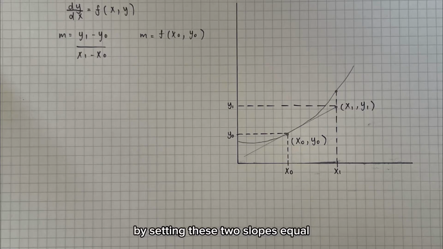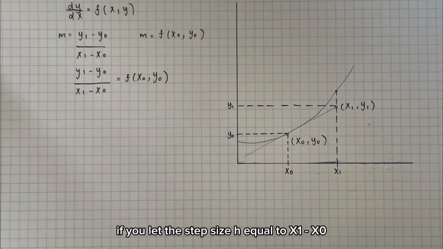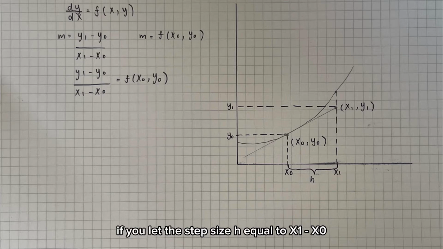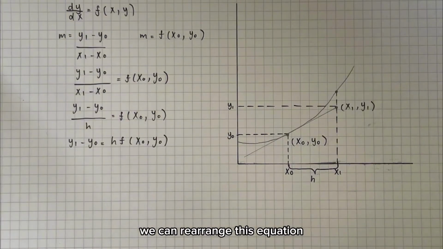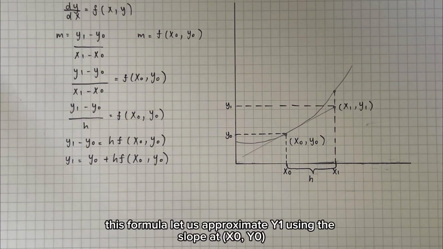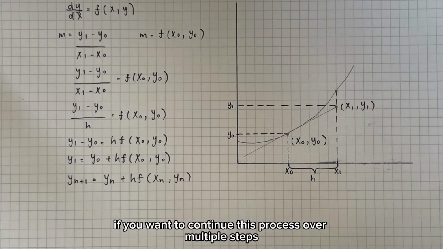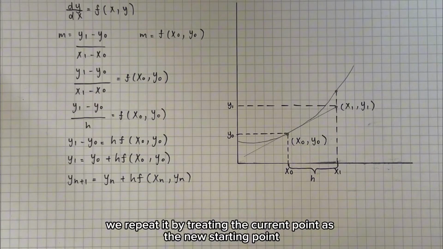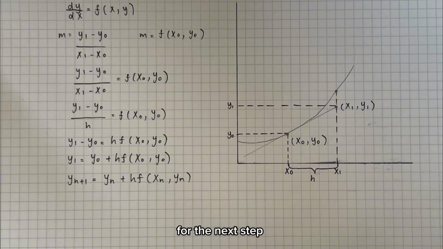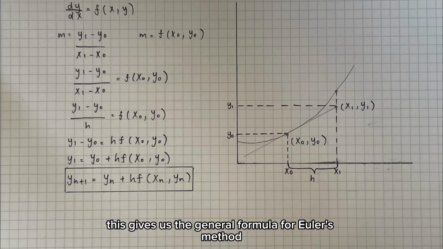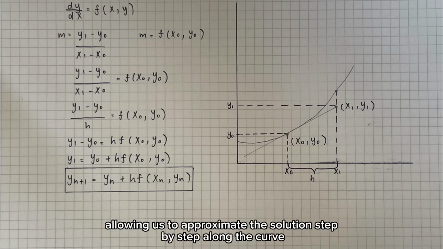By setting these two slopes equal, we get this. If we let the step size h equal x1 minus x0, we can rearrange this equation. This formula lets us approximate y1 using the slope at (x0, y0). If we want to continue this process over multiple steps, we repeat it by treating the current point as the new starting point for the next step. This gives us the general formula for Euler's method, allowing us to approximate the solution step by step along the curve.